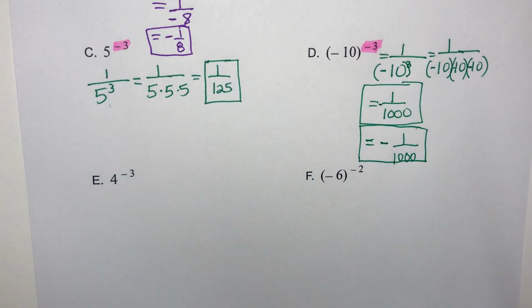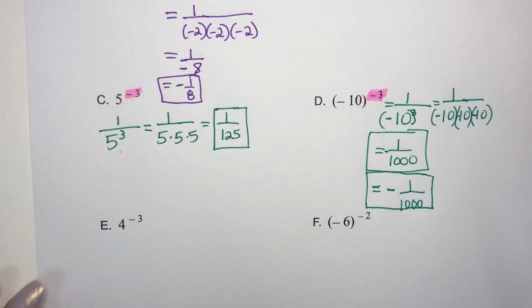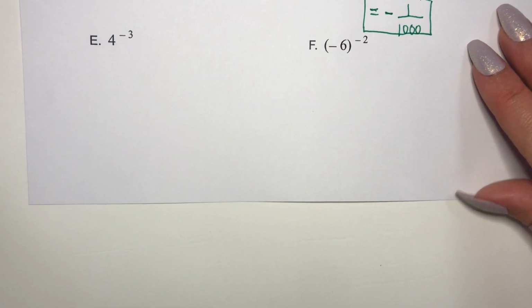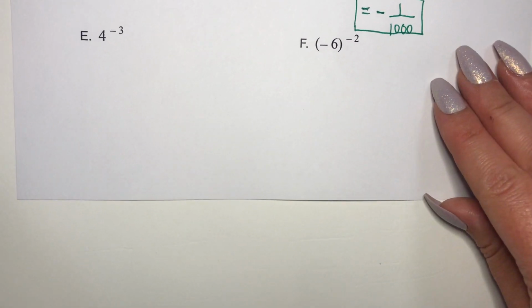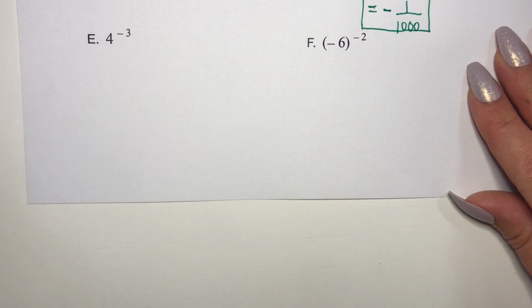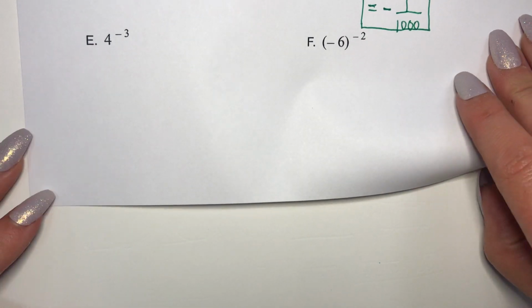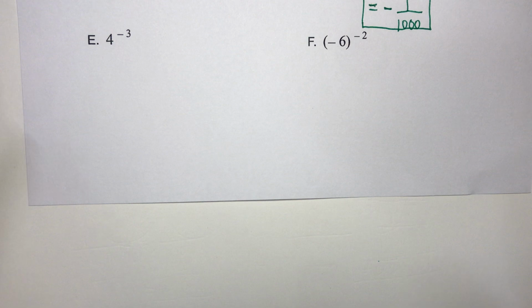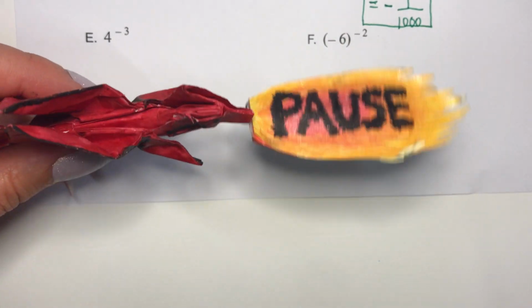All right. That is that. So E and F. How about you go ahead and try E and F on your own. When you get done, I want you to pause your device. When you get done, press play and we'll go over it together. So here's my friend the pause dragon, reminding you to pause your device. Go ahead and work out E and F, and when you get done, press play and we'll talk about it. All right, see you in a bit. You can do it.